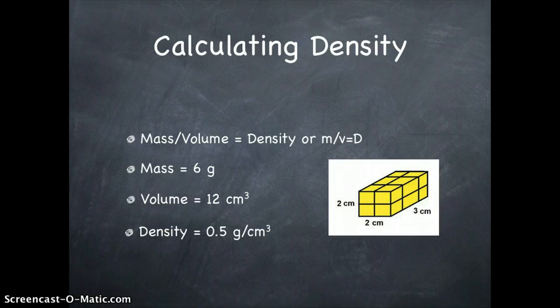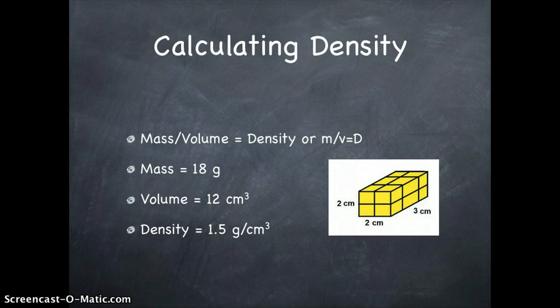To calculate density, we first need to know an object's mass and its volume. Now let's say this box has a mass of 6 grams and a volume of 12 cubic centimeters. We can check the volume by multiplying the three dimensions of this box. 2 times 2 times 3 equals 12, and our units are cubic centimeters. Now, to find the box's density, we take the mass and divide it by the volume, and that gives us a density of 0.5 grams per centimeter cubed.